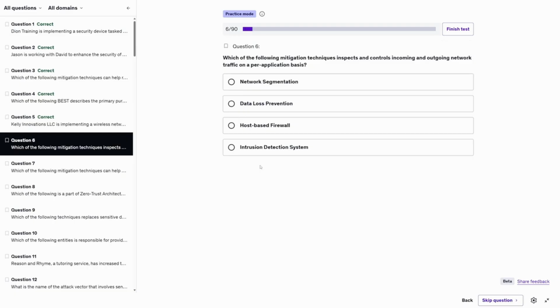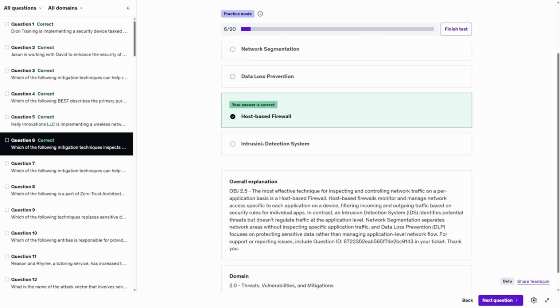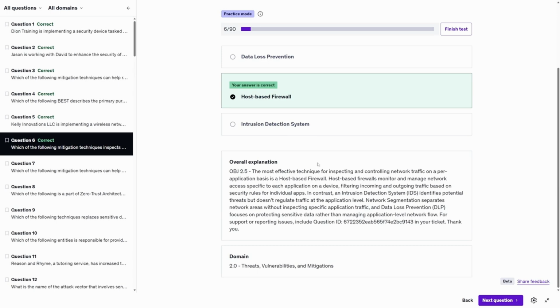Which of the following mitigation techniques inspects and controls incoming and outgoing network traffic on a per application basis? All right, and this one is, I believe, C, which is host-based firewall. Okay, so the most effective technique for inspecting and controlling network traffic on a per application basis is a host-based firewall. Host-based firewalls monitor and manage network access specific to each application on a device, filtering incoming and outgoing traffic based on security rules for individual apps.